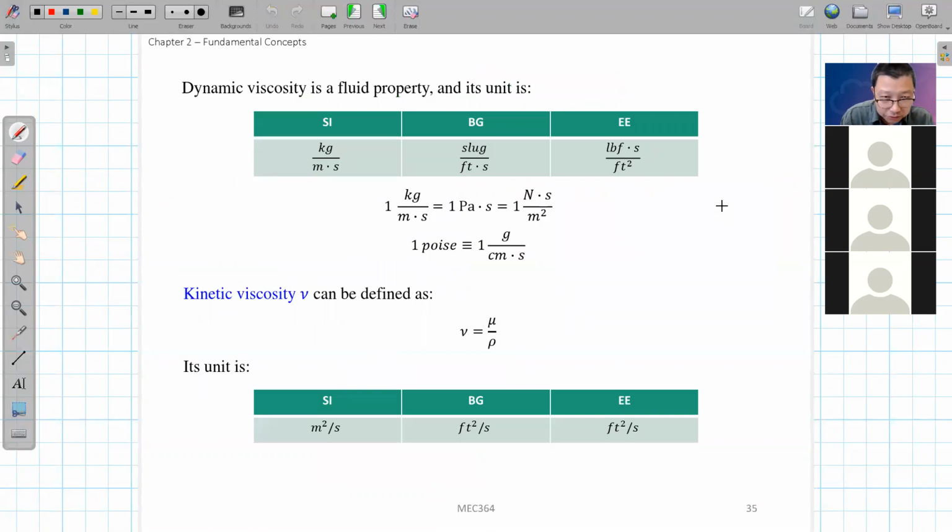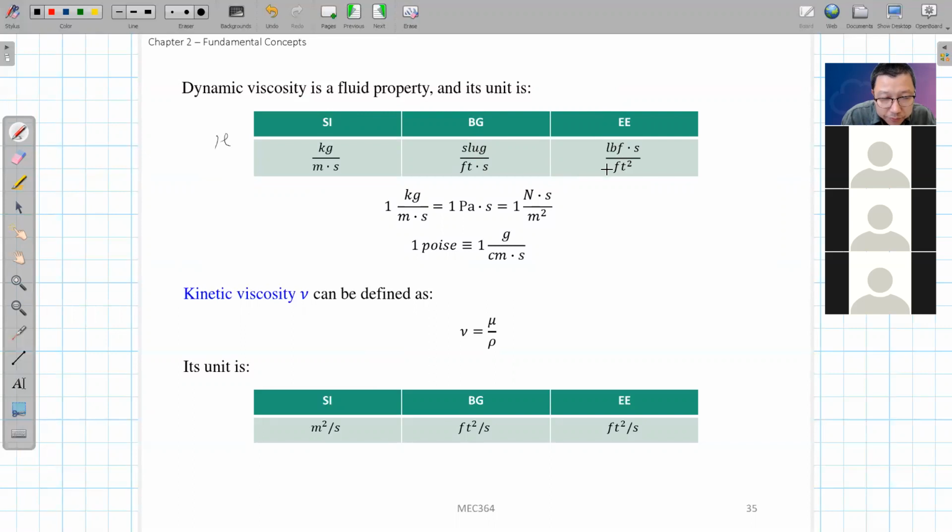And what's the unit for the viscosity? This mu here. So let me write. So this is mu. Okay. So mu, viscosity, in the SI unit is kilogram per meter per second. Okay, and so in the British unit it will be slug per foot per second. Okay, and in the EE system it can be written as pound force second per foot squared.